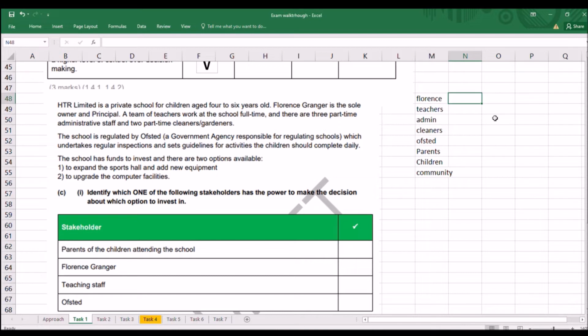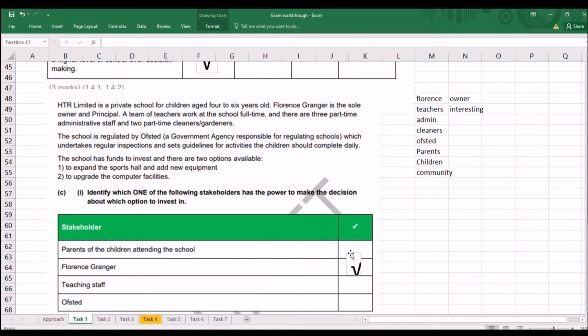Well, Florence is the owner. She's going to have the power. Alright, let's have a see. About which option to invest in, and they're going to be interested because this is teaching stuff here, and the other people are interested to a certain extent, but not as much as those ones. So parents of the children attending the school, but they don't have the power to make the decision. They don't own it. Florence does. Yes, so Florence has the power to make the decision.